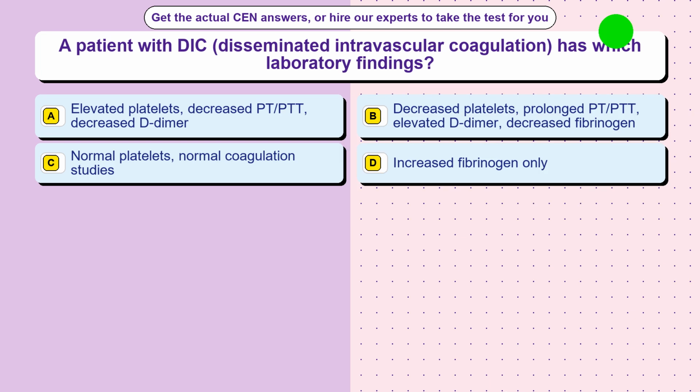Question 6. A patient with DIC, disseminated intravascular coagulation, has which laboratory findings? Option A, elevated platelets, decreased PT/PTT, decreased D-dimer. Option B, decreased platelets, prolonged PT/PTT, elevated D-dimer, decreased fibrinogen. Option C, normal platelets, normal coagulation studies. Option D, increased fibrinogen only.